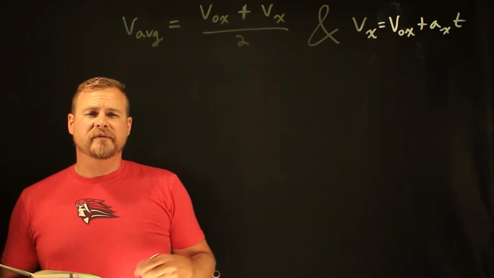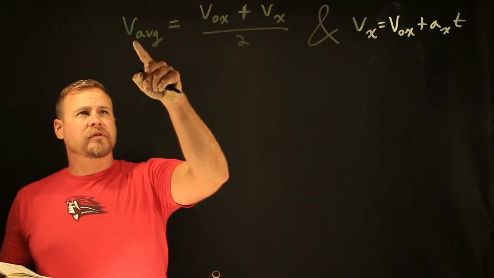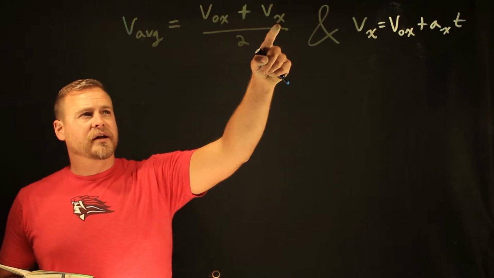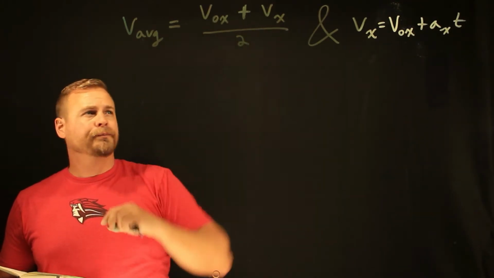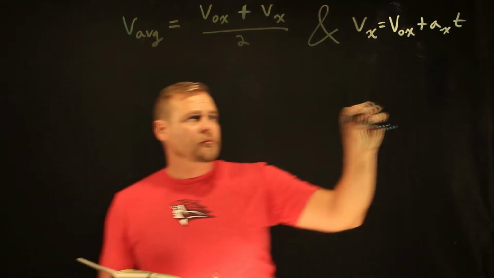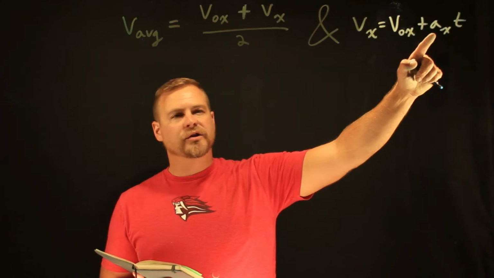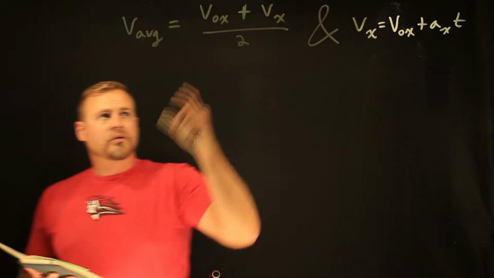Because of the principles of averages, and because we're working at a constant acceleration, the average velocity is equal to the initial velocity plus the final velocity divided by 2, because I'm taking 2 points on that graph divided by 2. Because of that, and because of what we showed earlier, where we graphically proved that the acceleration was the slope of a velocity-time graph, I can take these two and put them together.